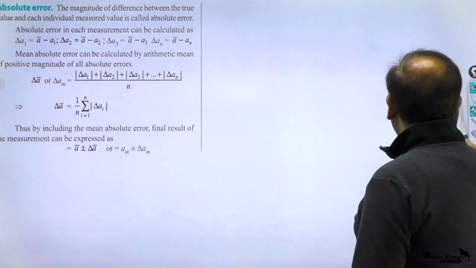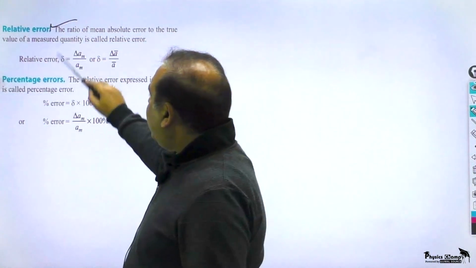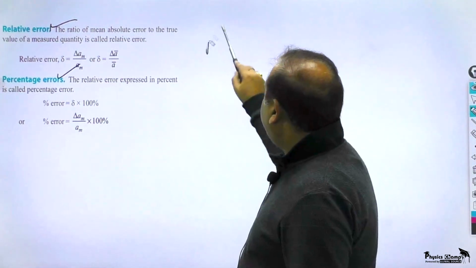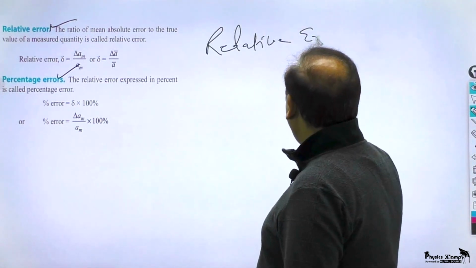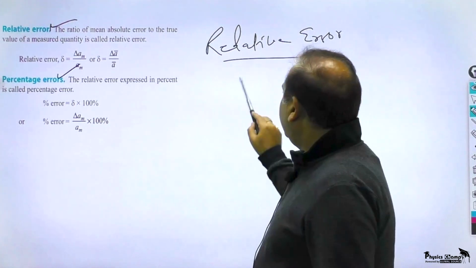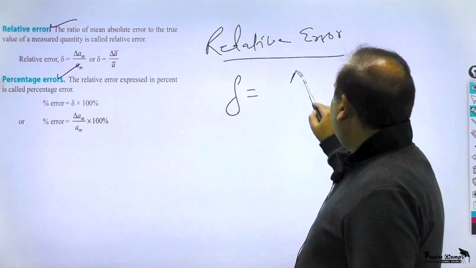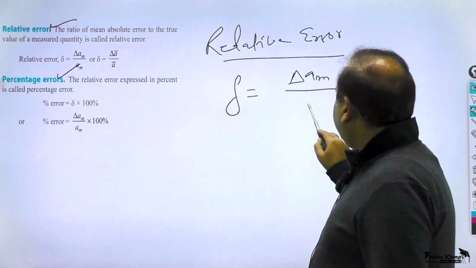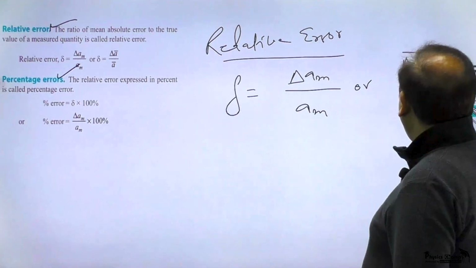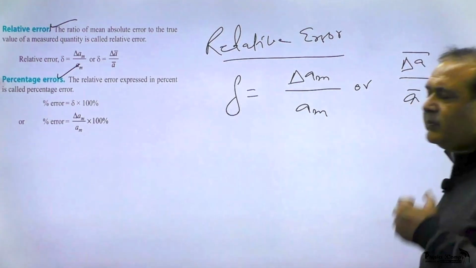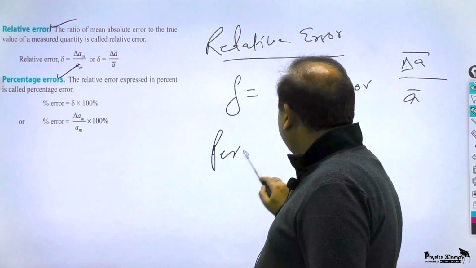Now coming forward, we have some more terms, relative error and percentage error. Relative error is also a quite popular term. It is represented by delta. It is the mean absolute error divided by the mean value, or delta A bar divided by A bar. And then we have the percentage error.